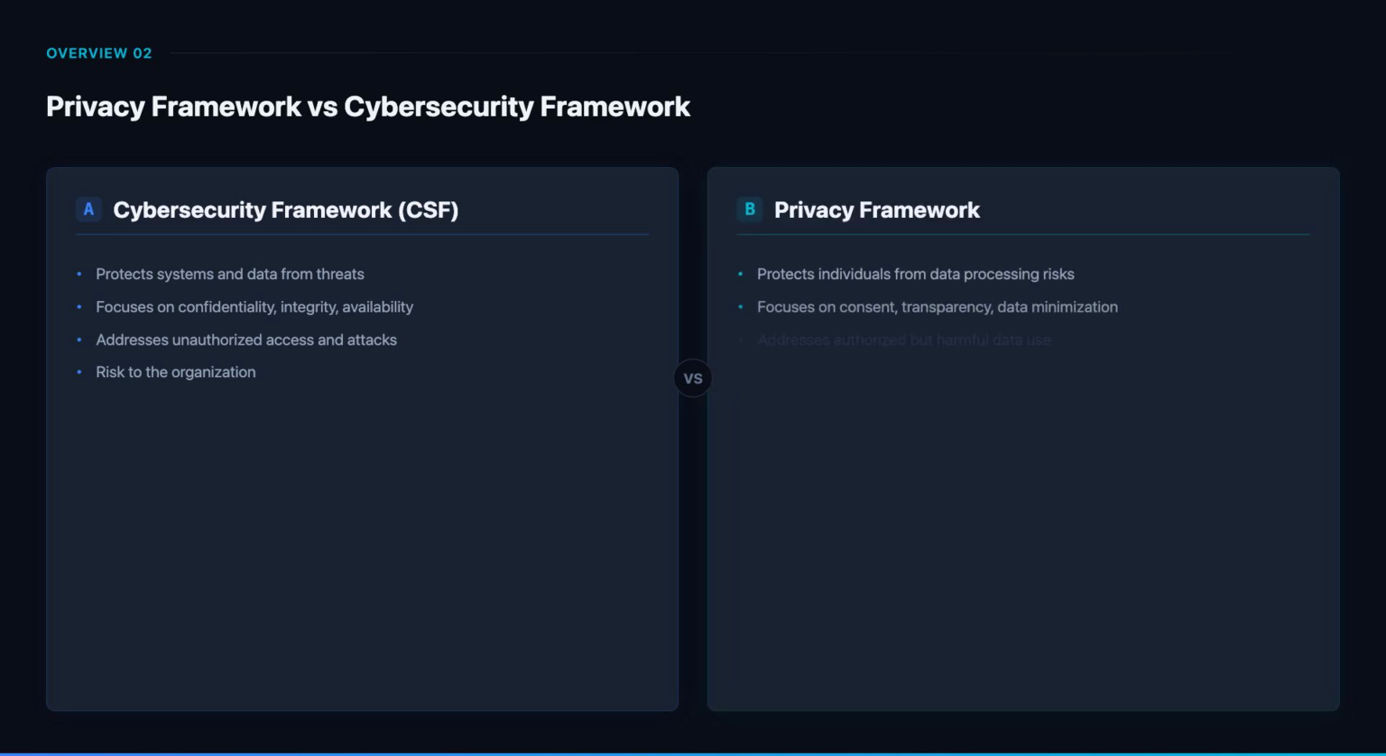The privacy framework protects individuals from risks created by how organizations process their data. It focuses on consent, transparency, and data minimization. Critically, it addresses risks from authorized data processing, activities that are perfectly legal and sanctioned but may still harm individuals. The risk perspective is individual-centric.